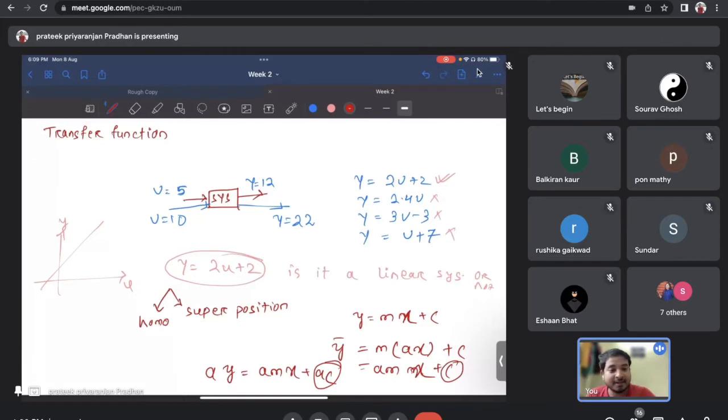So for any system to be linear time invariant or a linear system, the system should pass through origin. It's a very tricky question. Sometimes you get this kind of question in your GATE exam, or some interview, or in higher studies also. That's why I wanted to highlight it.